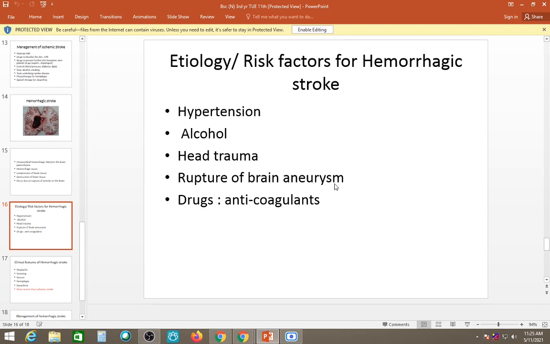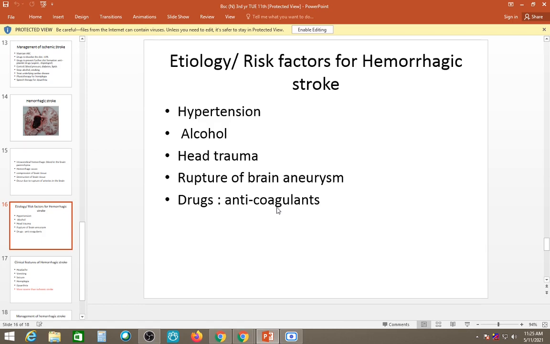And that outgrowth or balloon-like outgrowth of the blood vessel can rupture and cause bleeding. And sometimes the bleeding can occur because of drugs, like anticoagulant drugs. The drugs cause excess effect and cause bleeding inside the brain. They are anticoagulant drugs, right? Anticoagulant drugs can cause bleeding.